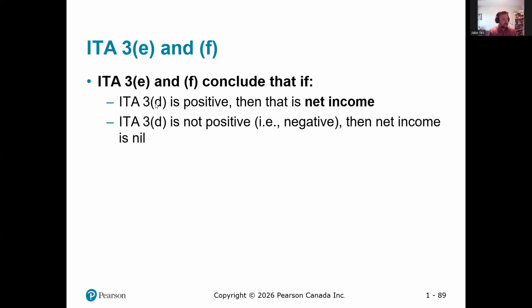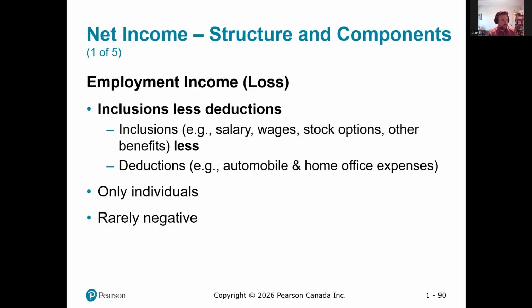So if your resulting net income is positive, that's your net income. We will report and pay taxes on that amount. If it's not positive, if it's negative, then our net income is zero. Net income can never go below zero.